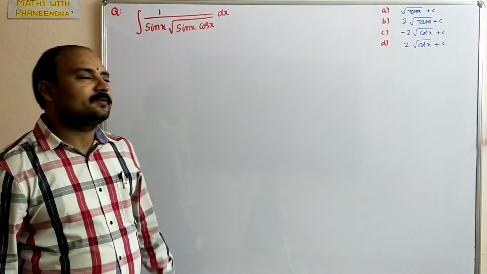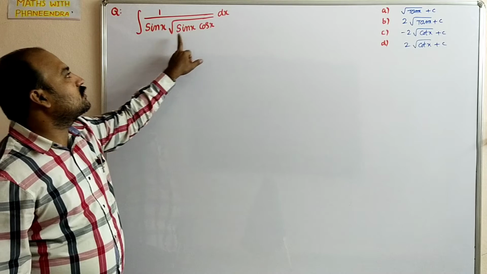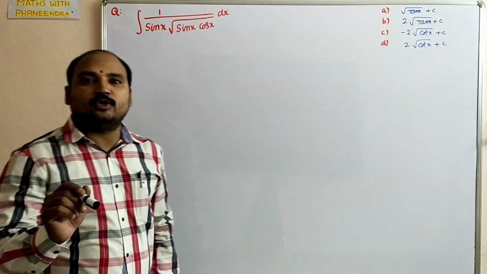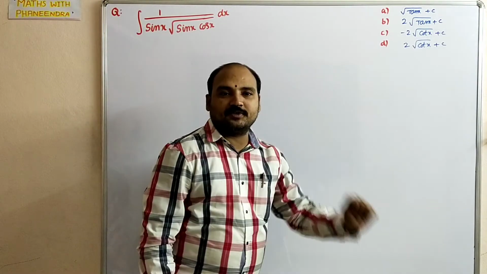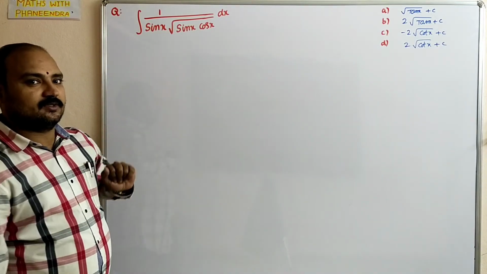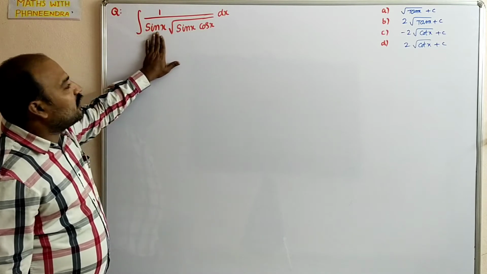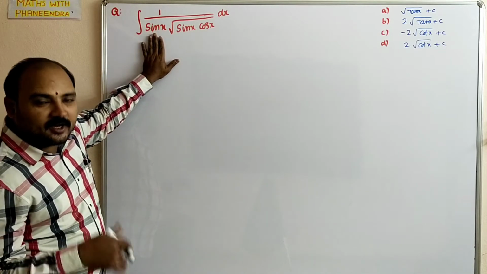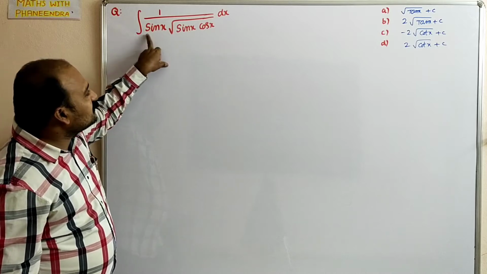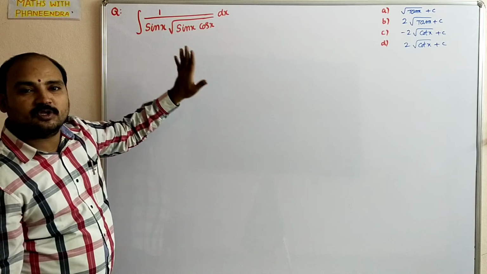The next question: integral 1 by sin x into square root of sin x into cos x dx. These are the options. These types of questions, two kinds they will ask. One is this type, where 1 by sin x will be in the denominator. Another type, where cos x will be in the denominator. You have to understand both. That type of question they may also ask.